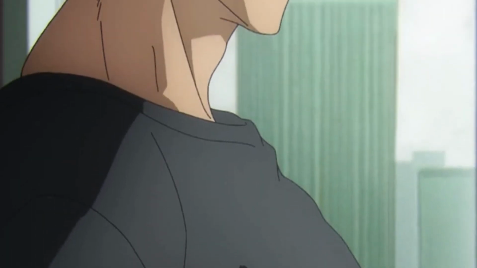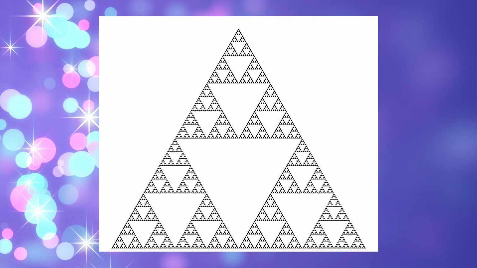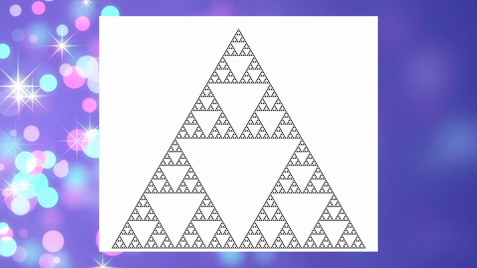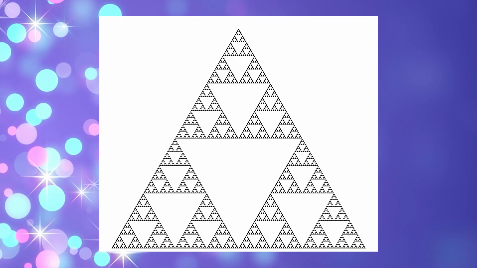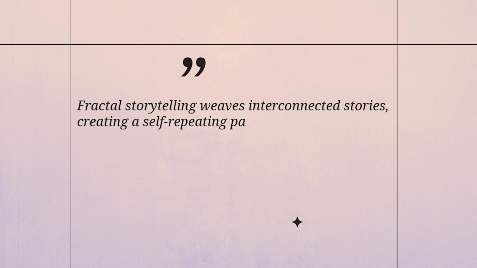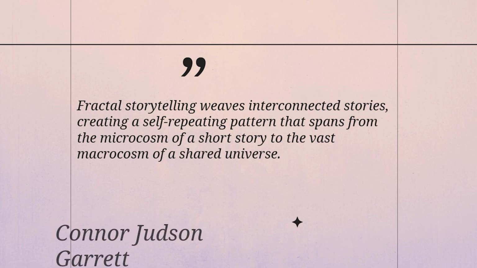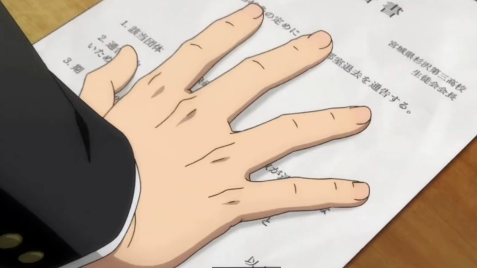There are 2 things you need to familiarise yourself with right off the bat. First, a fractal is a pattern that repeats itself at different scales. And there's such a thing in storytelling, according to author Connor Judson Garrett: fractal storytelling weaves interconnected stories, creating a self-repeating pattern that spans from the microcosm of a short story to the vast macrocosm of a shared universe. This is something Akutami uses a lot.